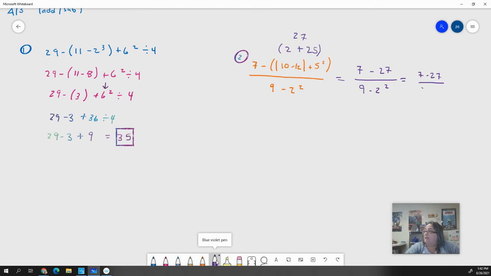Well, that would be 9 minus 4. And now that we're just dealing with subtraction up here and subtraction down here, we can rewrite that. 7 minus 27 is negative 20. 9 minus 4 is 5. I would have to reduce that fraction because both of those are divisible by 5. And I would be left with negative 20 divided by 5, which is negative 4.